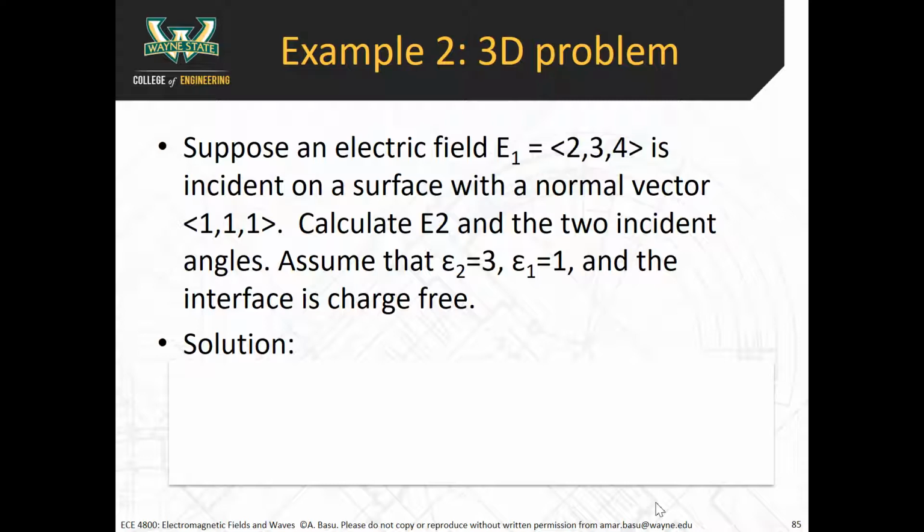So what's the question for the problem? The question is, you're given an electric field. Let me explain that. This is E1. This E1 is incident on the interface. You're asked to calculate E2. So E2 is this vector here.